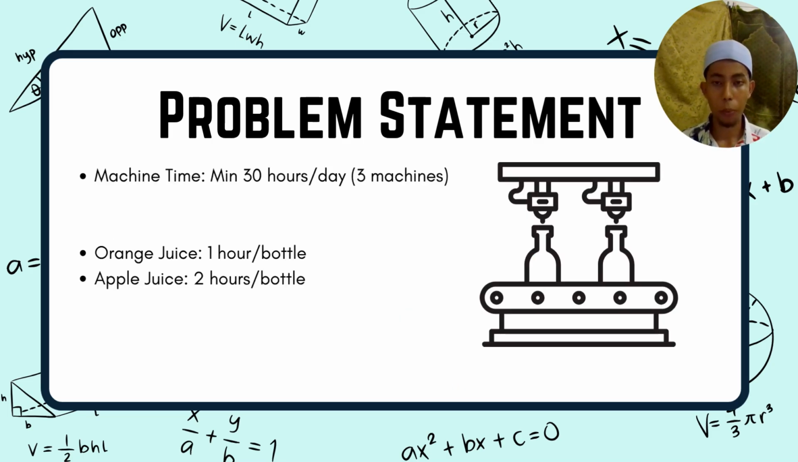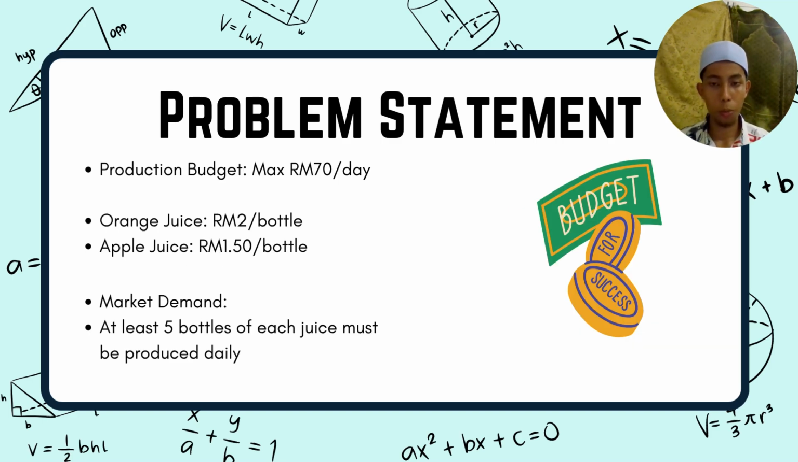The company operates under a minimum of 30 machine hours per day. Producing one orange juice only takes 1 hour, but apple juice takes 2 hours. To meet market demand, at least 5 bottles of each juice must be produced daily.